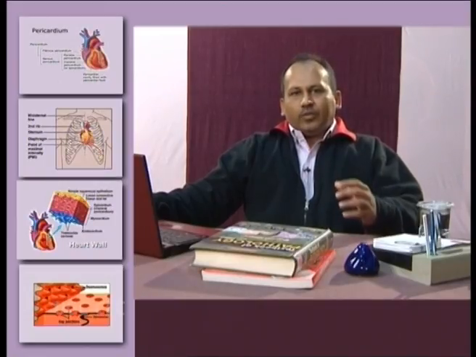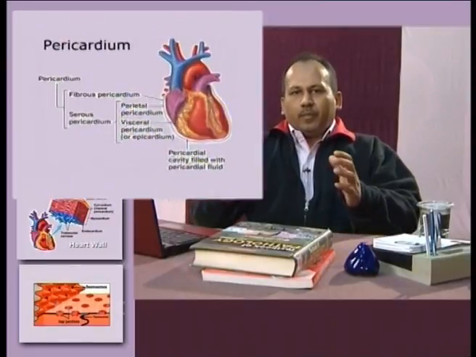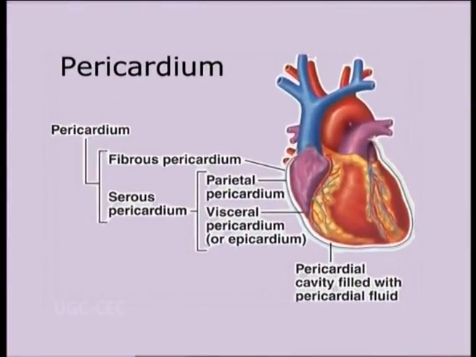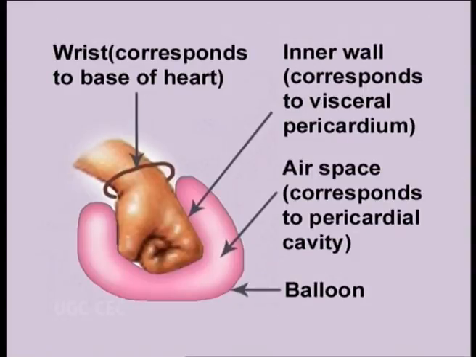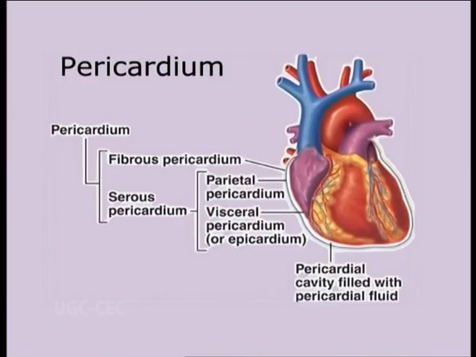Heart on its own is covered by a protective covering called the pericardium. Imagine a balloon being punched with a fist. The balloon will have its outer covering as well as its inner covering with an air pocket in between. The pericardium, which is protecting the heart, is somewhat like that. As you can see in the diagram, a pericardium can be divided into the outer fibrous pericardium and the inner serous pericardium. The serous pericardium can further be subdivided into parietal and visceral pericardium.